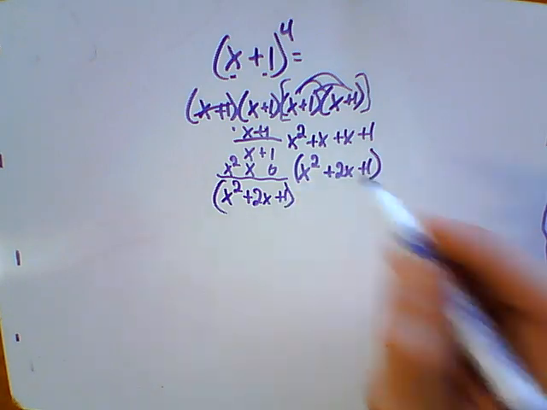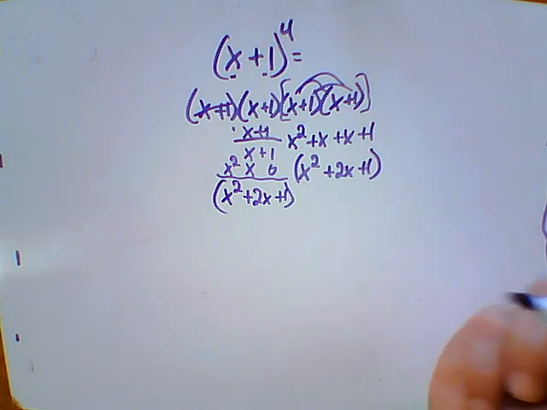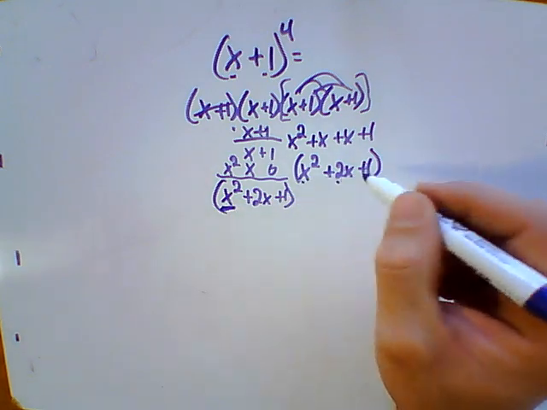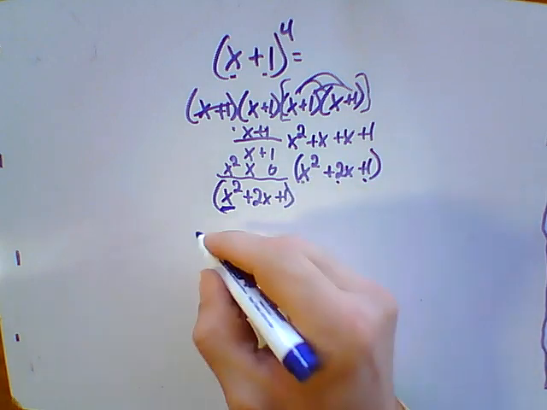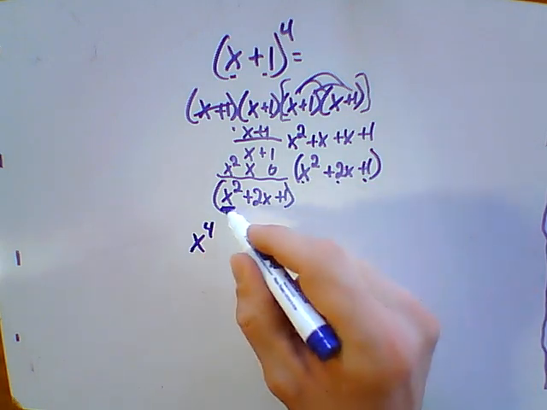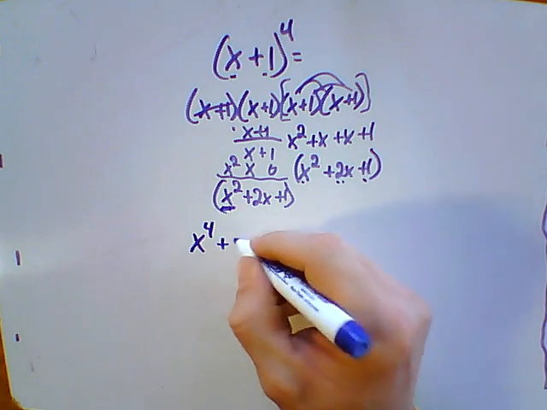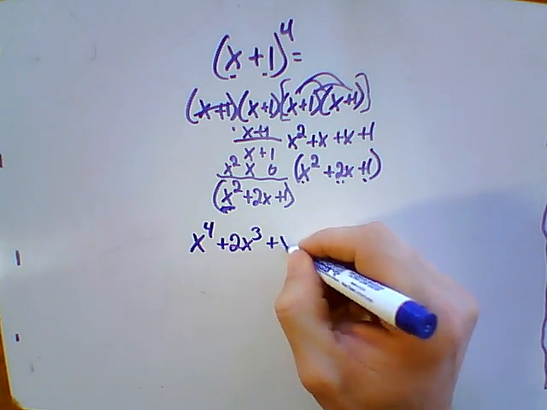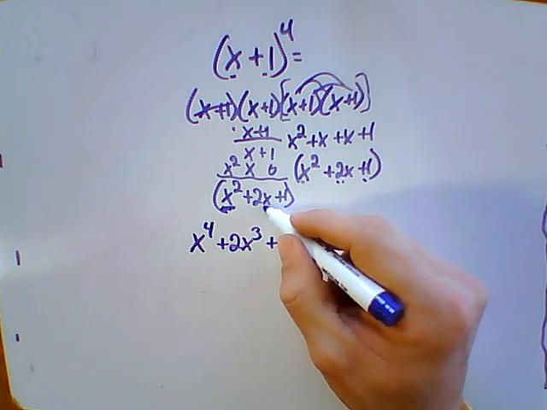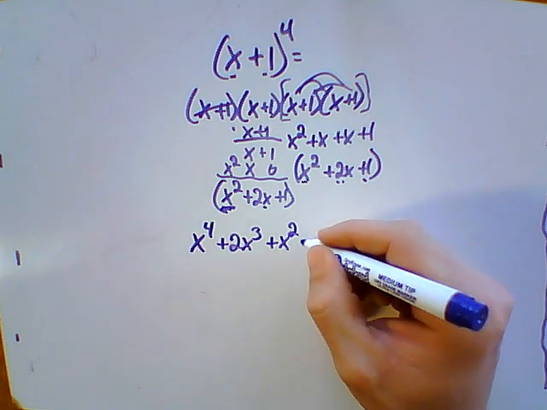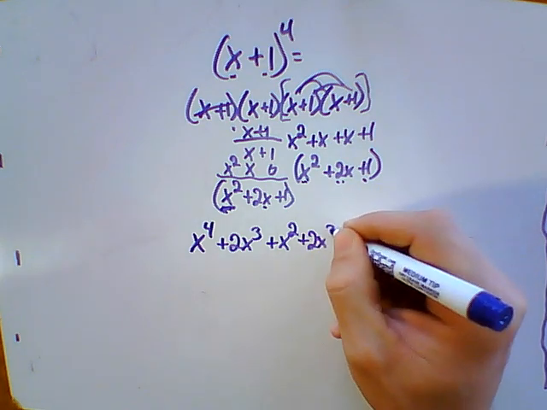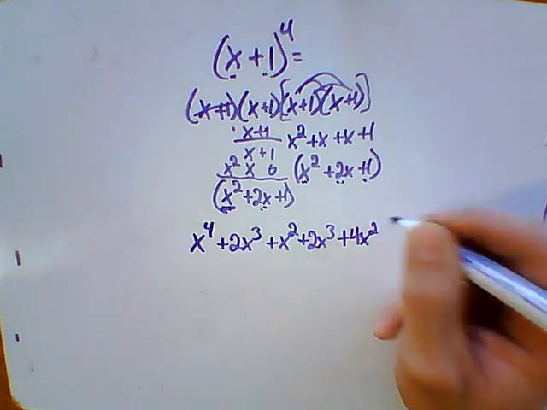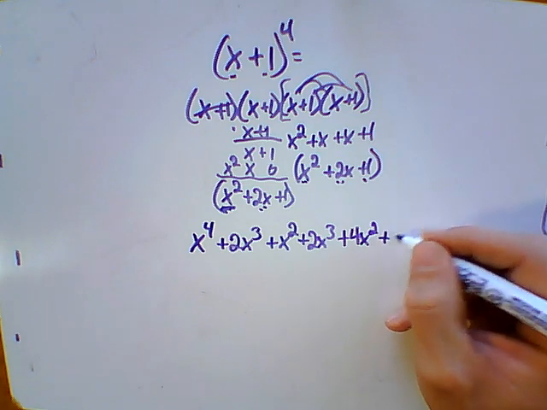And now I have to multiply these two things. I'm going to distribute this time, but I could have easily just stacked. I'm going to send x squared to each of these guys. X squared times x squared is x to the fourth. X squared times 2x is plus 2x cubed. X squared times 1 is x squared. Now take 2x times x squared, and that's going to be plus 2x cubed. 2x times 2x is 4x squared, and 2x times 1 is 2x.